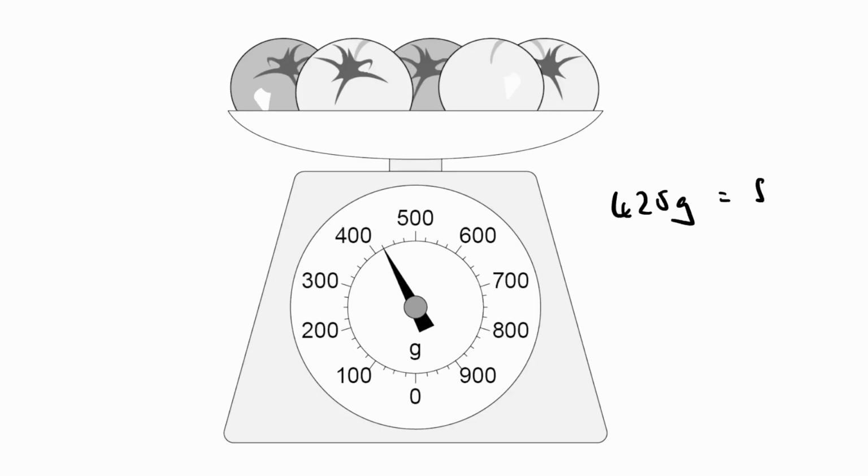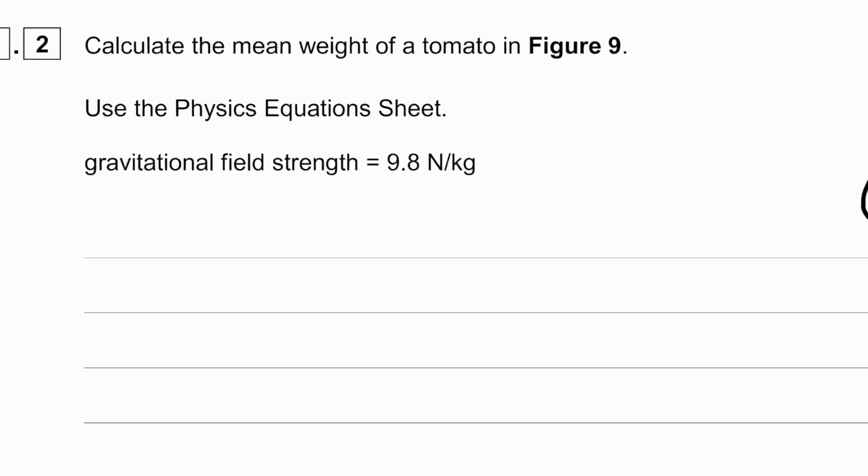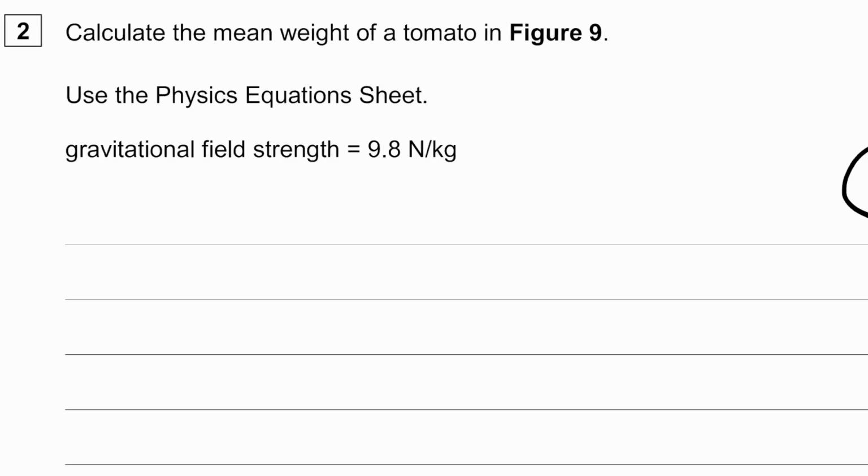And that's equal to 5 tomatoes. We'll just write 5T for short. Okay, great. So if 5 tomatoes weigh 425 grams, then you need to ask, what does 1 tomato weigh? So you just do 425 divided by 5, and you should get an answer of 85 grams. 85 grams. And if you go back to our question, it's asking us what's the mean weight of a tomato.